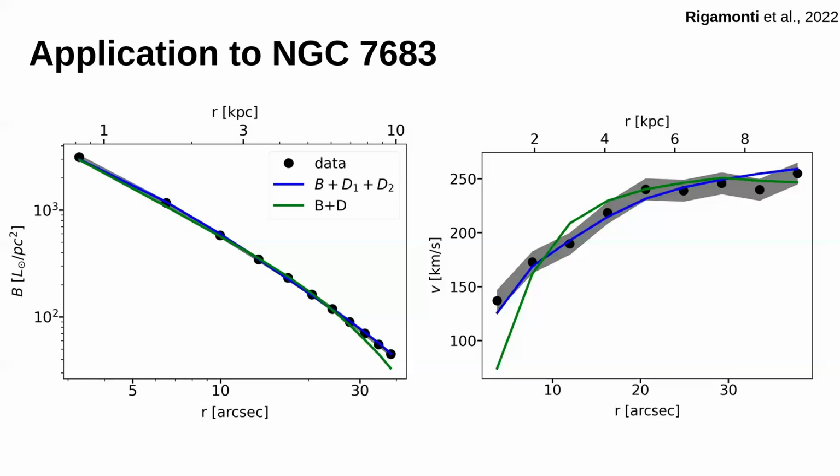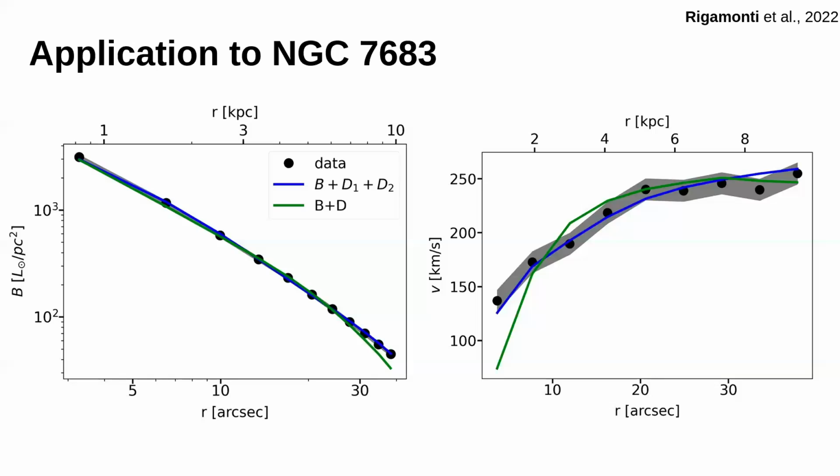Okay, now this galaxy also is a good example to let you start appreciate why we need two disk components and not just one bulge and one disk. So here I'm showing the azimuthally averaged brightness profile as a function of radius, and the projected velocity as a function of radius. And I fitted them with a two-component system and a three-component system.